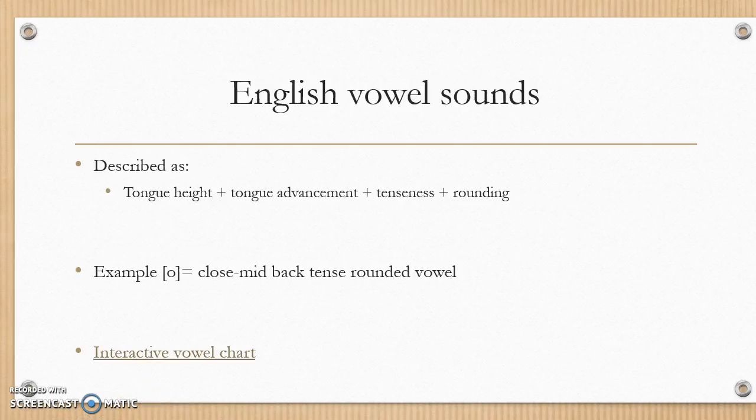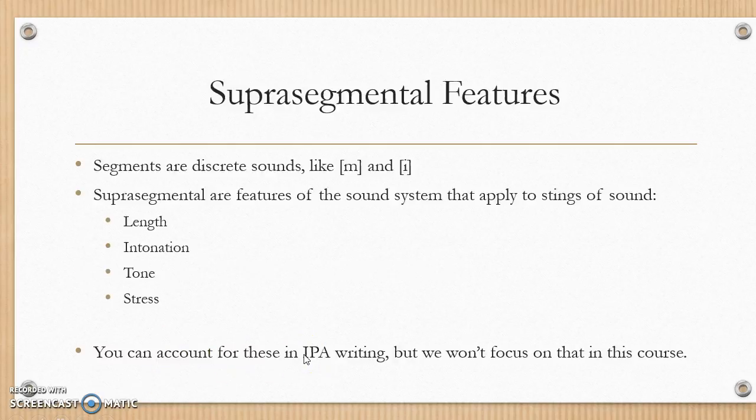In addition to consonants, we also have vowel sounds. If you look at the same back cover, just below the consonant chart, there's a vowel chart. It describes our tongue height, whether our tongue is towards the front of our mouth or towards the back, whether it's tense, and whether we round our lips or not. So, oh is a close-mid back tense rounded vowel. Play around on the interactive vowel chart so you can better understand this.